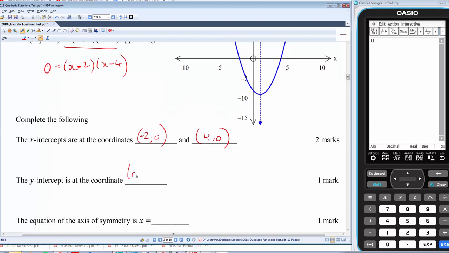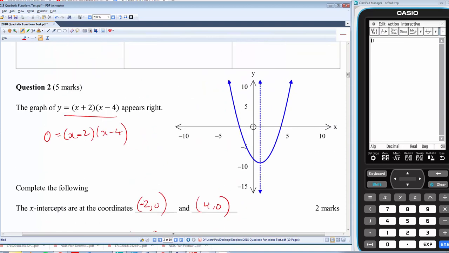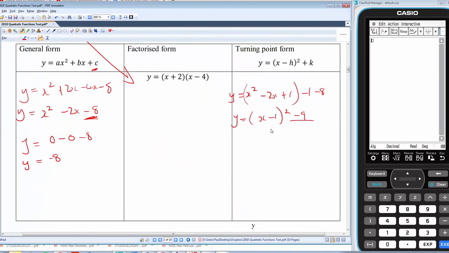So when x is equal to 0, y is negative 8. The axis of symmetry will run down the center point of these numbers here. So if I simply add those two numbers together and divide by 2, so 4 plus negative 2 all over 2, which is negative 2 on 2, that's going to be x equals negative 1.